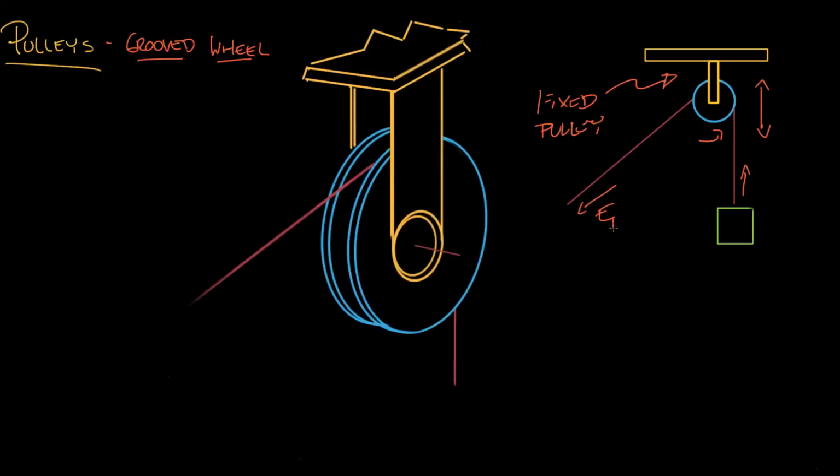So this is our effort force, and this is our load force. And so we can overcome our load force by pulling down instead of pulling up. So this allows us to change the direction with which we pull. But it doesn't give us a mechanical advantage. To get a mechanical advantage, we need to have a movable pulley.